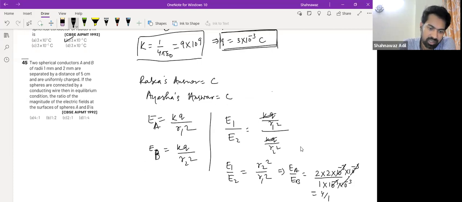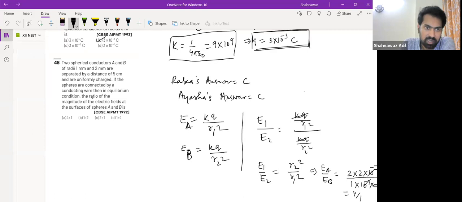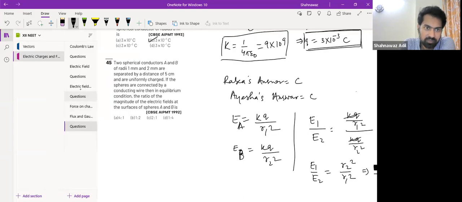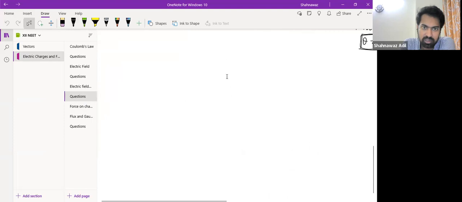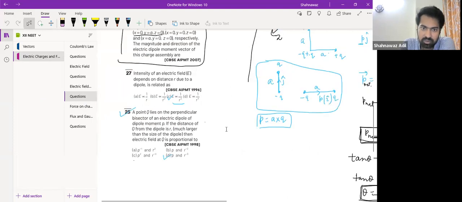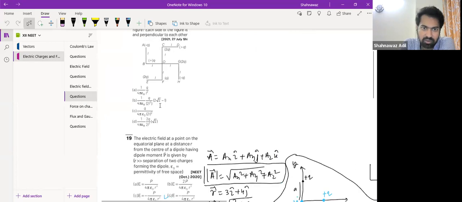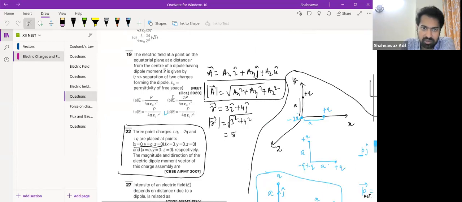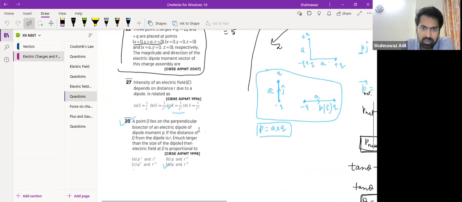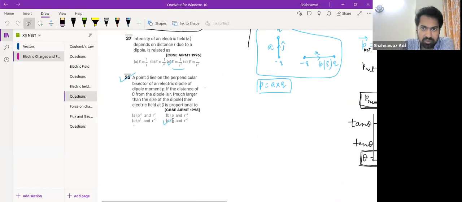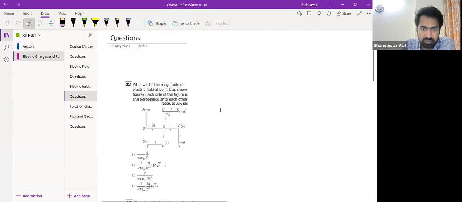But they can ask something like how the electric field varies with respect to this R. So E is 1 over R square. These kinds of questions they can ask. As you saw in the dipole problem, you saw how they will ask how this electric field varies, right? So these kinds of questions they can ask. Variation kind of questions. Right, guys? Yes, sir.